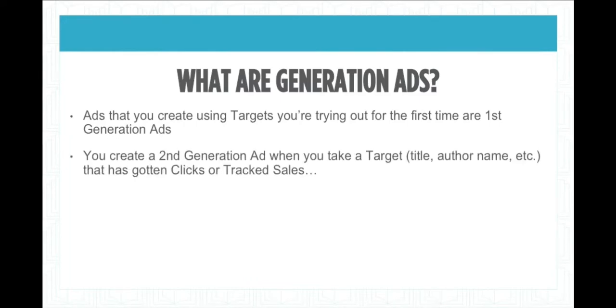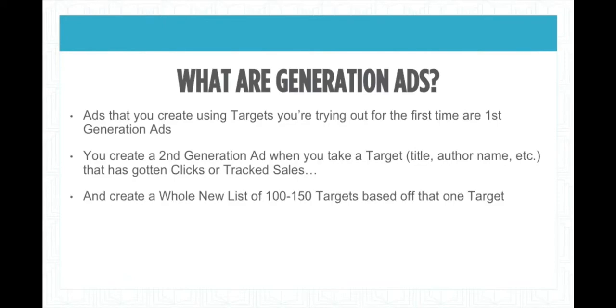Once you have all of these ads out, you're going to start getting keywords or targets that have gotten clicks or that have gotten tracked sales. And these are the beginning of a second generation ad. So you're going to take those targets and you're going to create a whole new list of 100 to 150 targets based off that one single target.